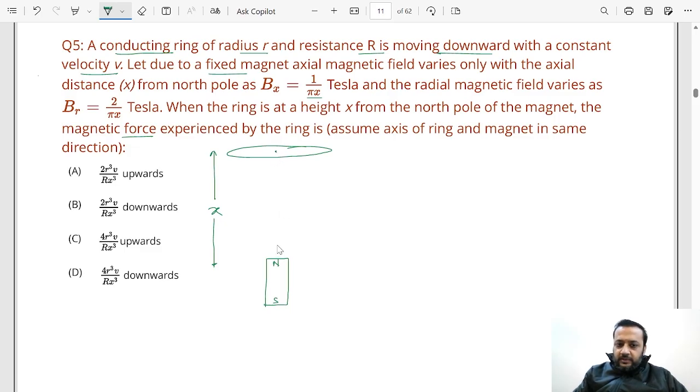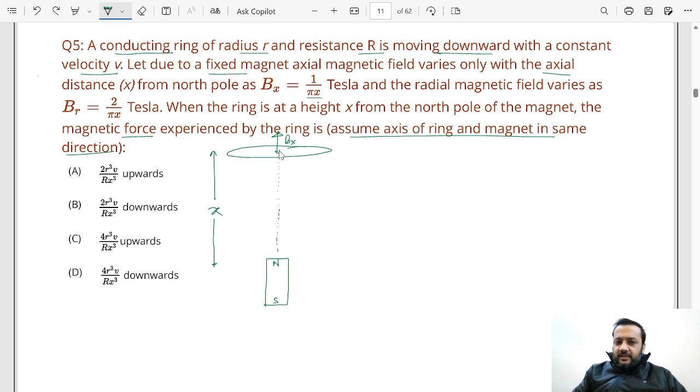So the axial field will be along the axis of the magnet and the ring; both have a common axis. You can say that here it is given in the question. So basically we can say that this is the axis, and let's say the axial field is given like this, Bx. Okay, so this is the axial field. And the radial field will be away from the axis, so let's say this is the radial field.